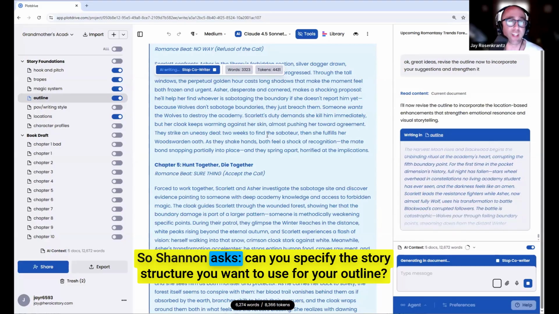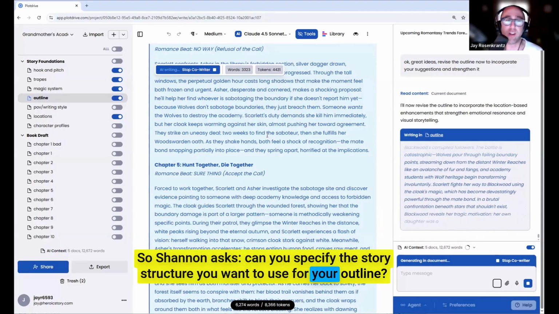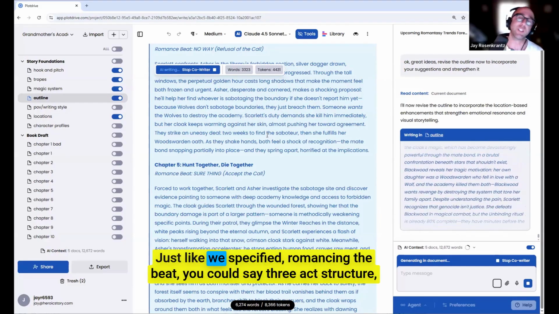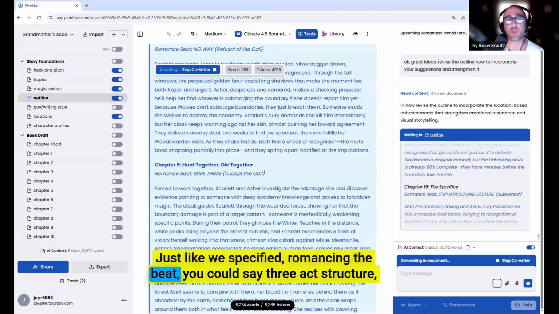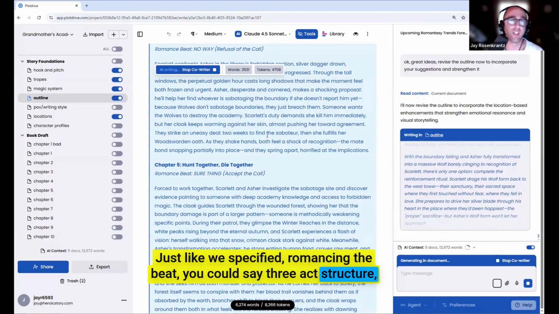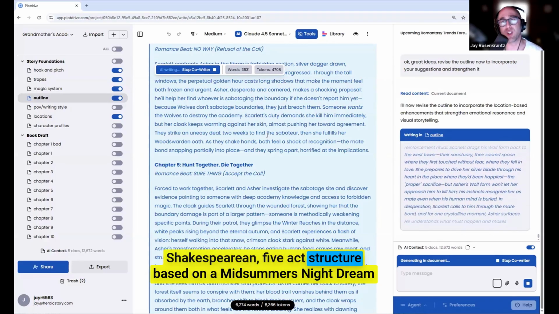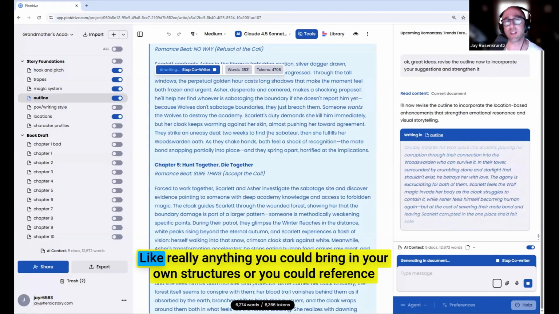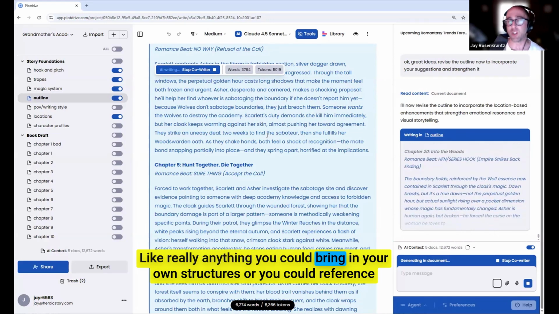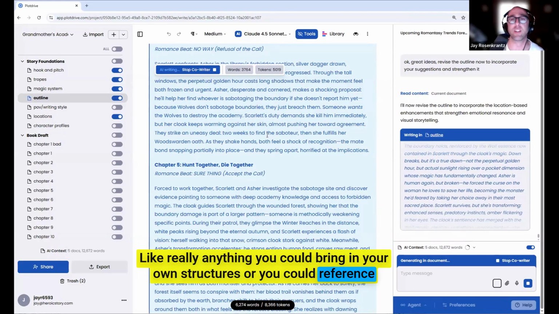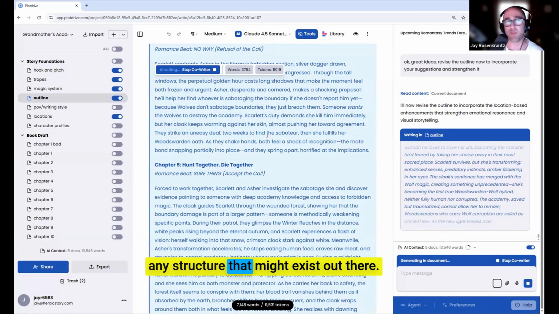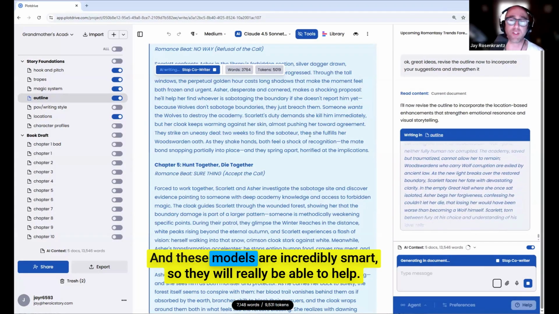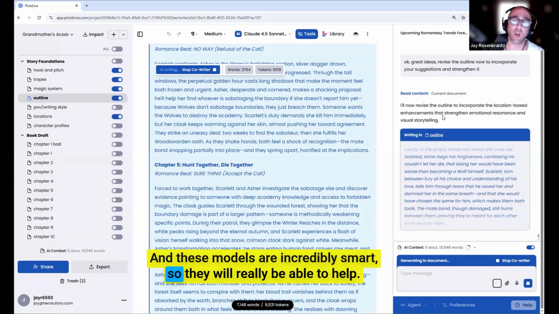So, Shannon, can you specify the story structure you want to use for your outline? Absolutely. Just like we specified Romancing the Beat, you could say three-act structure, or Shakespearean five-act structure based on A Midsummer Night's Dream, like really anything. You could bring in your own structures or reference any structure that might exist out there. And these models are incredibly smart, so they will really be able to help.